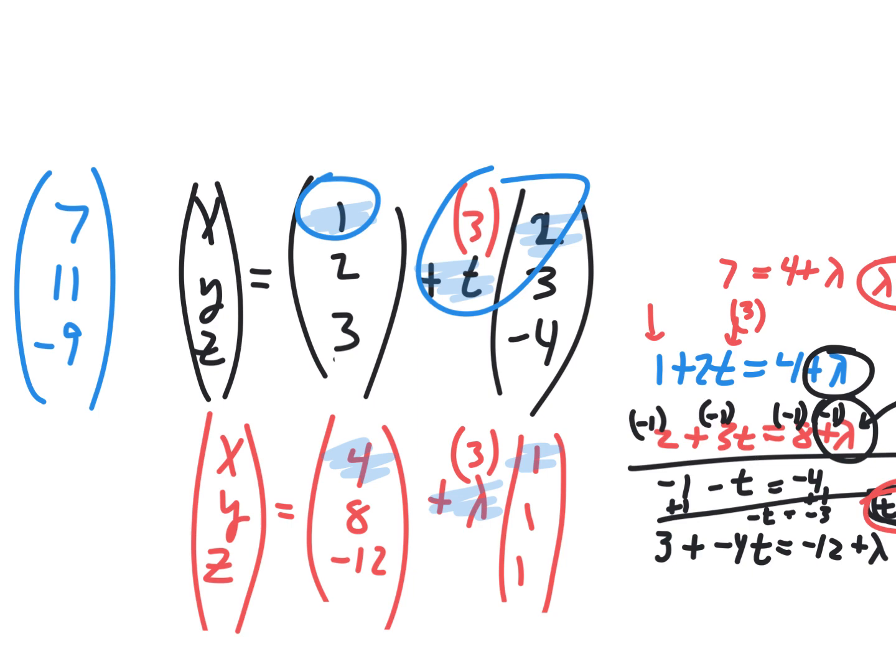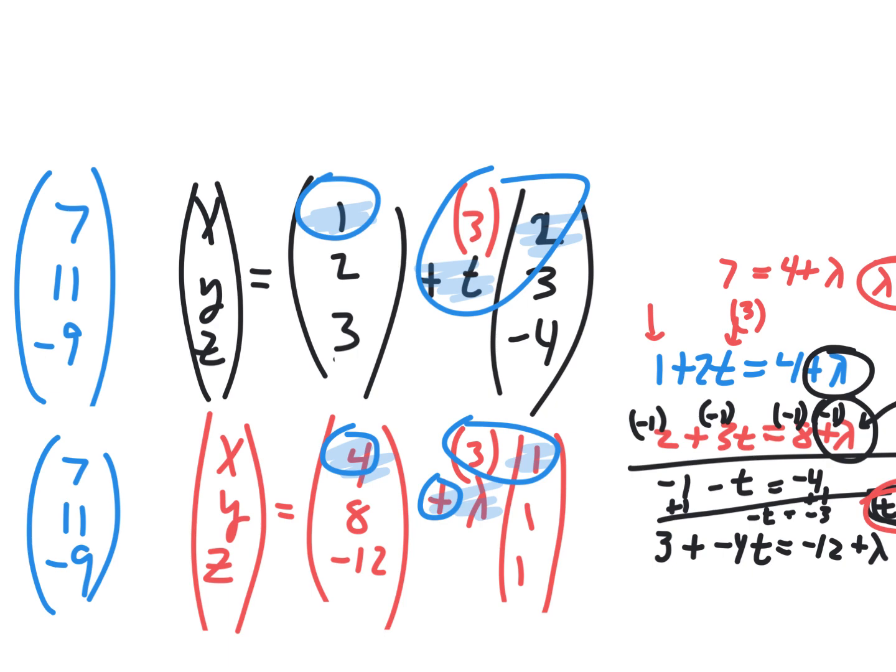And then if I should just double check it, I'll go down and do the bottom one. 4 plus 3 times 1 is 7. That's working out. 8 plus 3 times 1, 11, and negative 12 plus 3 times 1, negative 9. Look at that. They're both at the same spot at the same time. They collided. Any questions about how to do that?